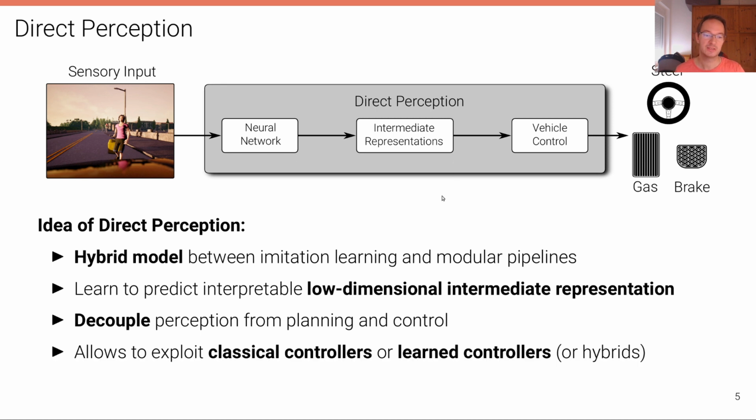And another advantage is that it also allows us to exploit both classical controllers like PID controllers or finite state machines, as well as learned controllers, because we have the vehicle control as its independent module. It's not trained as part of the entire neural network, but it's an independent module, so we can replace it with any controller that we know works well for cars.